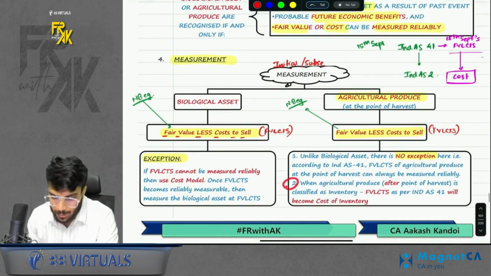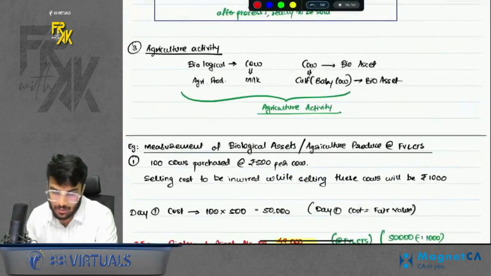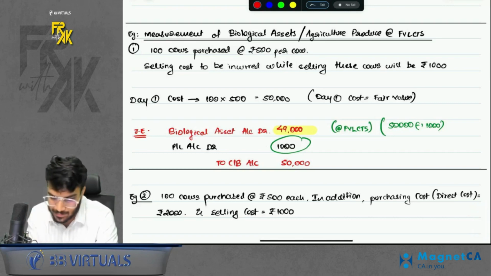Okay. Now the point is, when we say we have to record at FVLCTS, how do we do this calculation? I already told you this is the most important calculation. So giving you some examples, please listen to me carefully. Let's say for example, you purchase 100 cows for 500 rupees. Selling cost is 1000. Right? So what entry will pass?